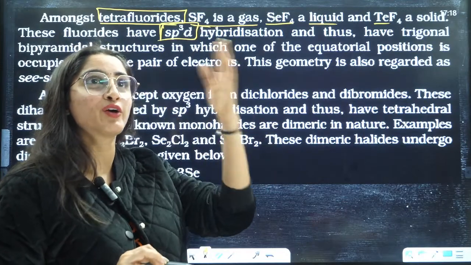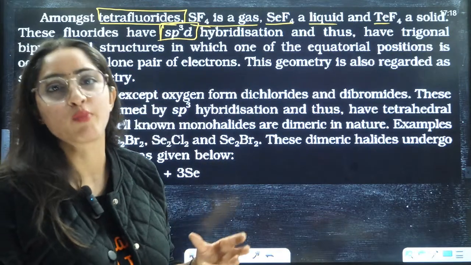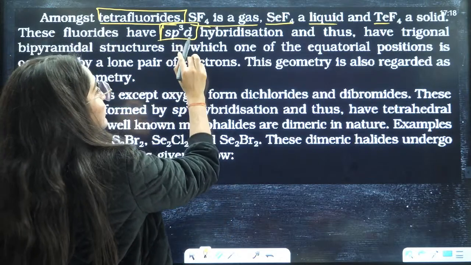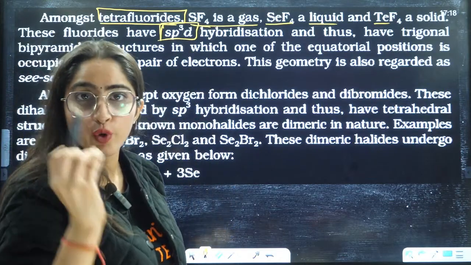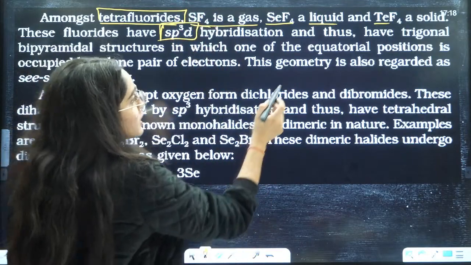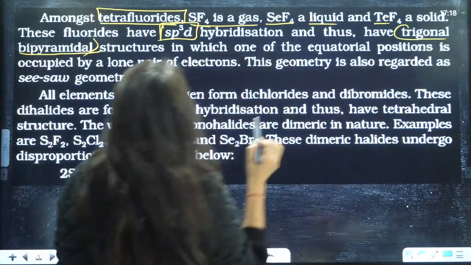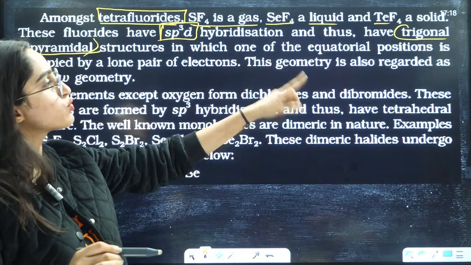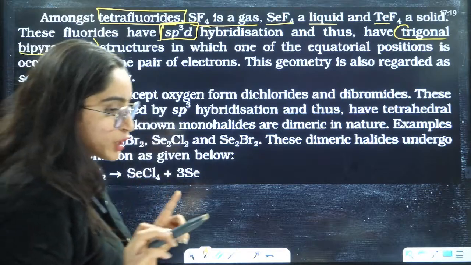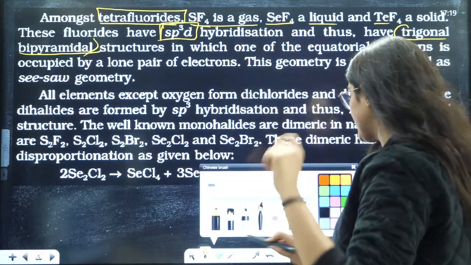You will say, ma'am, everything you have discussed in chemical bonding. Why? Because these structures are part of chemical bonding, not part of the periodic p block. So sp3d, why does it exist? Based on the theories we have done, SF4 has sp3d hybridization and thus has a trigonal bipyramidal structure, in which one of the equatorial positions is occupied by a lone pair. This I told you in chemical bonding as well, that this particular line is a very important line.